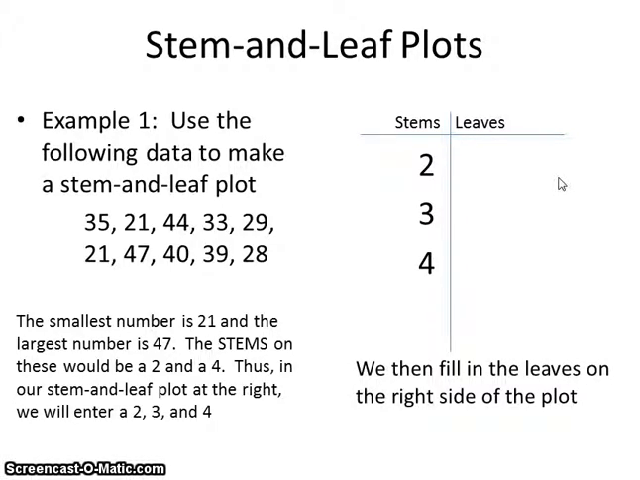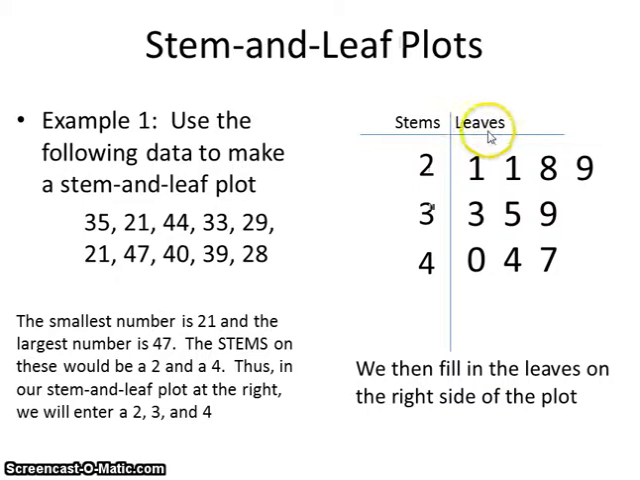What are the leaves? Well, the leaves are the second numbers in this case. So if we look at the 2's, what numbers have a stem of 2? Well, here's a 21. Here's a 29, here's a 21, here's a 28. But you want the leaves to go in order from smallest to largest. So our smallest numbers are 21, and we have 2 of those, so we're going to include 2 1s, followed by an 8, and then a 9. That makes up our 21, 21, 28, and 29.